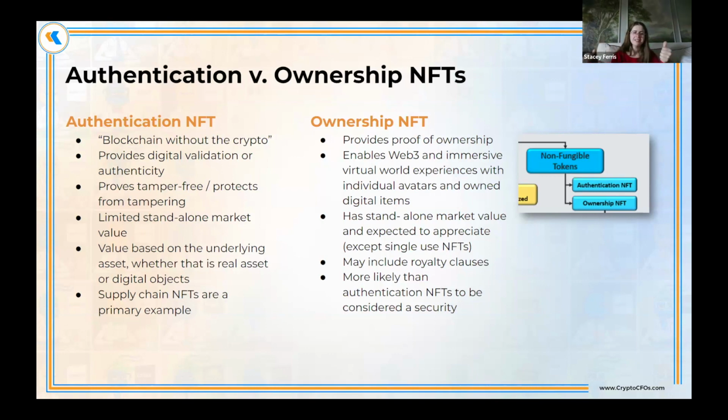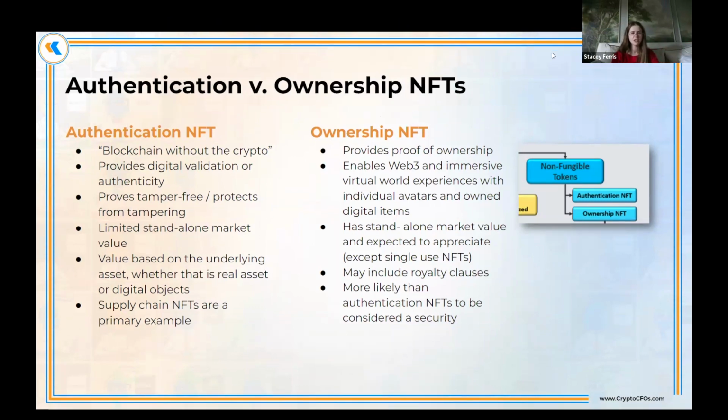So, all right, authentication versus ownership. Biggest distinction here: authentication is the blockchain without the crypto, okay? We want to use blockchain to track X, Y, or Z and see where it's going, but it's going to be valued in fiat, right? This is an authentication NFT. It's when you're using blockchain for its validation, its authenticity, its tracking purposes. That's when you have an authentication NFT. IBM and their Hyperledger, most of the stuff, if not all of the stuff that they've built on Hyperledger, is all authentication NFTs.